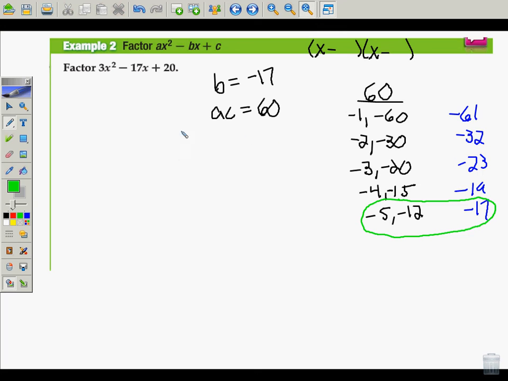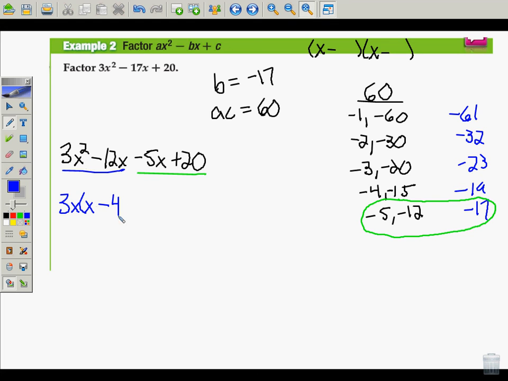Remember, we break it apart into 3x squared, and then we just do minus one of my factors. I'm going to start out with the minus 12x, and then I do minus 5x. We just break apart this middle term into these two factors, and we have plus 20. And now I'm going to factor each of these individual pieces, first part and the second part. First part is I can factor out a 3x. 3x times x would give me 3x squared, minus 3x times 4 would give me the minus 12x.